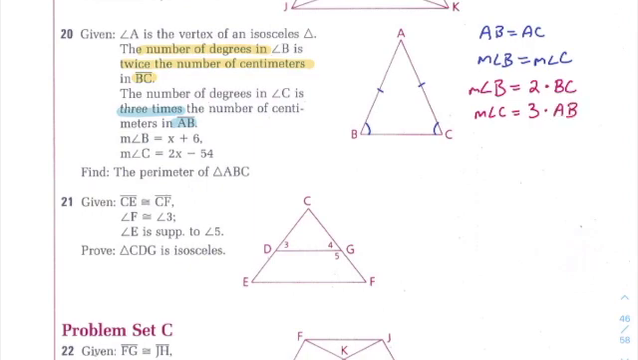And when it says centimeters, that's just the measure of the length, because the units for angles are degrees. So it's different units, but you can take their numerical values and compare them like this, with the twice and 3 times ratio. And then it says that angle B is x plus 6. That is something I'm going to write in this diagram here. And angle C is 2x minus 54.